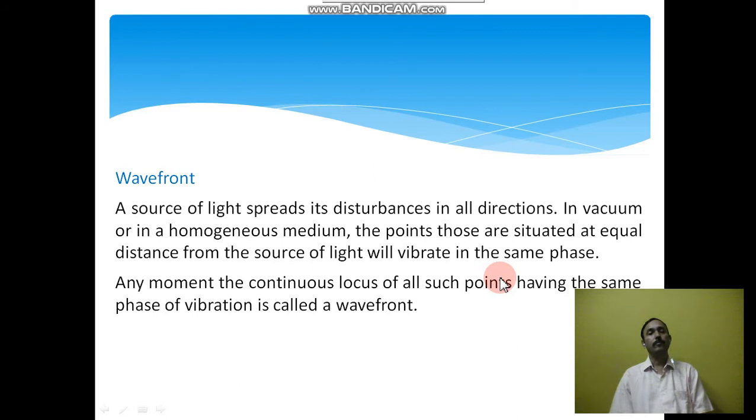Now what is a wavefront? A source of light spreads its disturbances in all directions, in vacuum or in a homogeneous medium. The points that are situated at equal distances from the source of light will vibrate in the same phase. At any moment, the continuous locus of all such points having the same phase of vibration is called a wavefront.